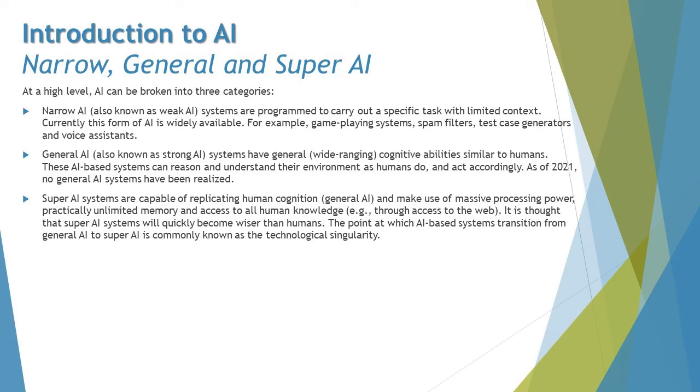That means everything we currently have is categorized under narrow AI, which is called weak AI as well. On the other hand, when you talk about general AI, which is also referred to as strong AI, these systems have general wide-ranging cognitive abilities similar to humans. These AI-based systems can reason and understand their environment as humans do and act accordingly. As of 2021, when the syllabus was created, no general AI-based systems have been realized. That means there is a lot of research going on, but we do not have any such systems which can act exactly like a human being.